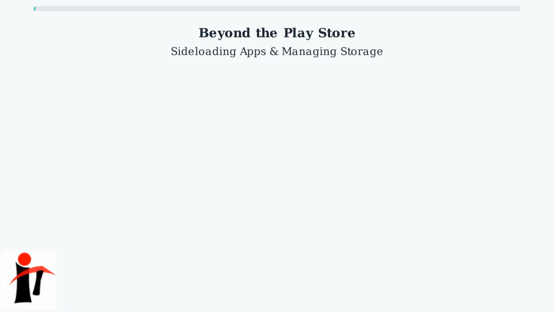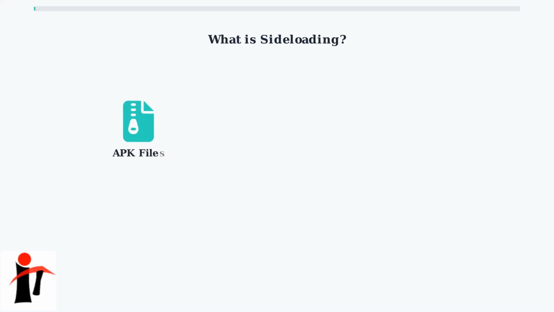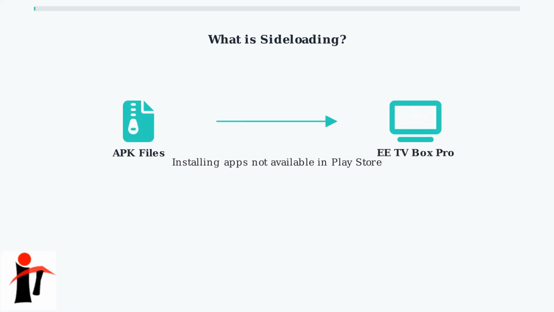You can sideload applications and manage your device's storage more effectively. Sideloading means installing applications directly from APK files rather than through the Google Play Store. This allows you to access apps that may not be officially available for Android TV.